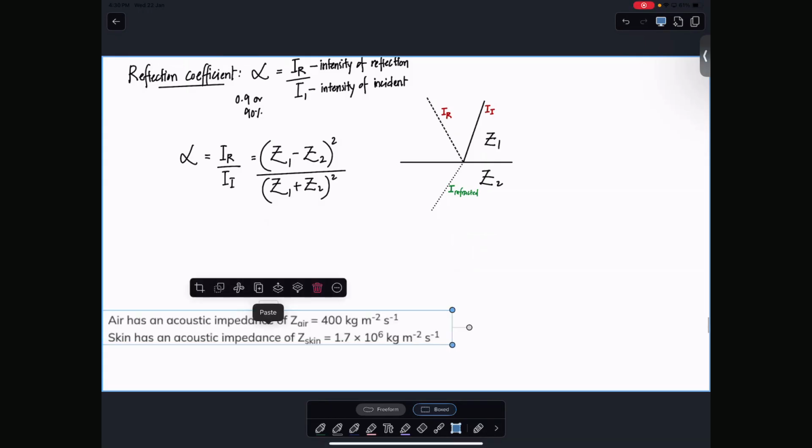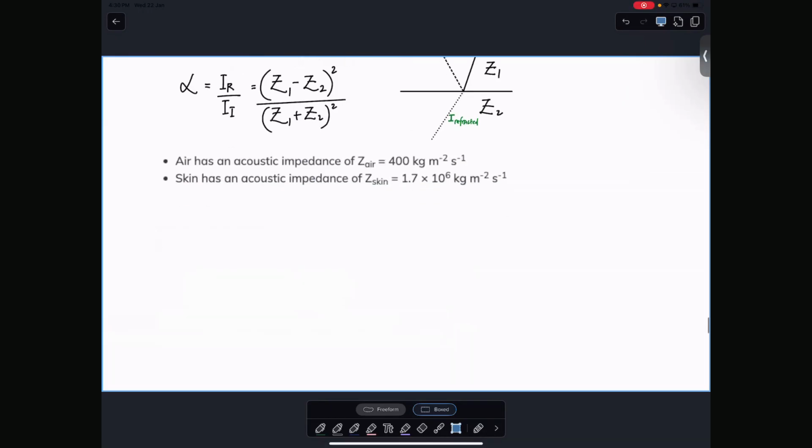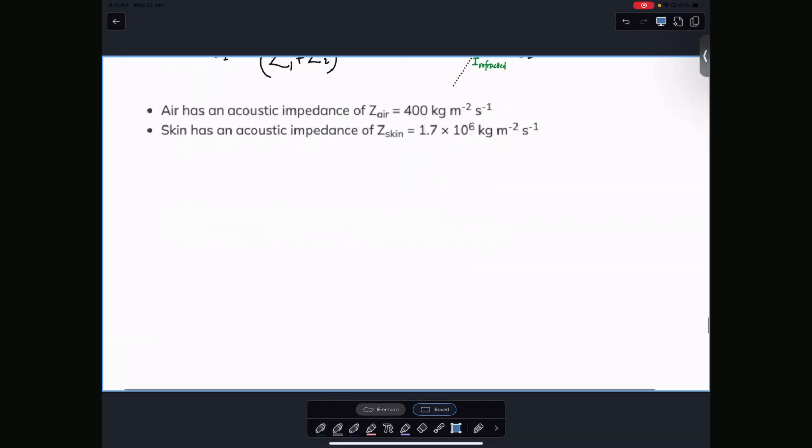Right. Anyways, let's try this question here. Air has an acoustic impedance Z of that much, and skin has an acoustic impedance of that much.